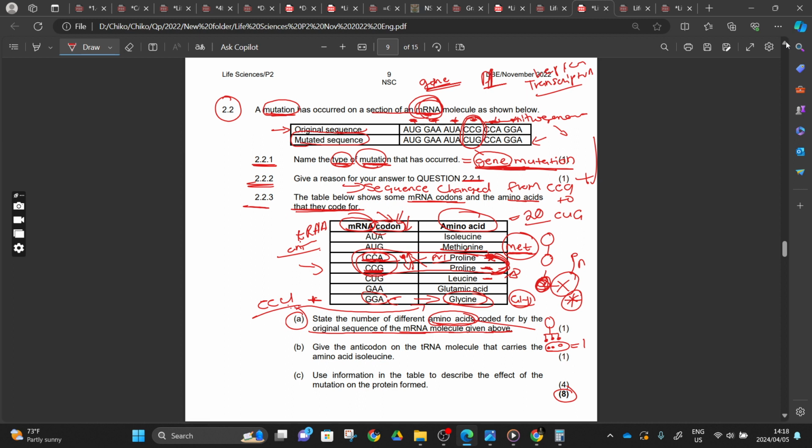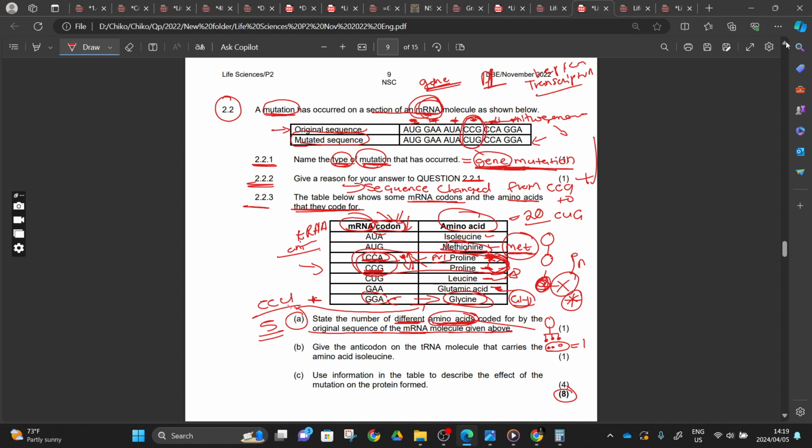Since they're saying state the number of different amino acids, this different amino acid coded for the original one, so it means that it's going to code for 1 2 3 4 5, right? GGA is going to code for glycine, and CCA is going to code for proline, and then CCG also proline. Then AUA is going to code for isoleucine, GAA is going to code for glutamic acid, and then AUG is going to code for methionine. So it will be 5, right?